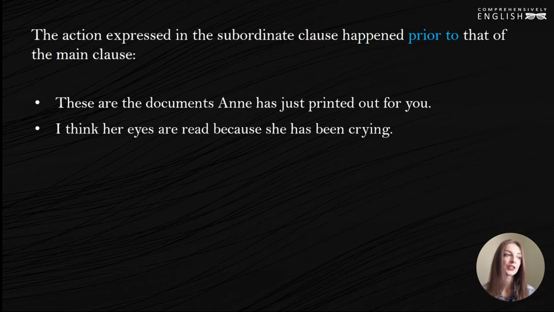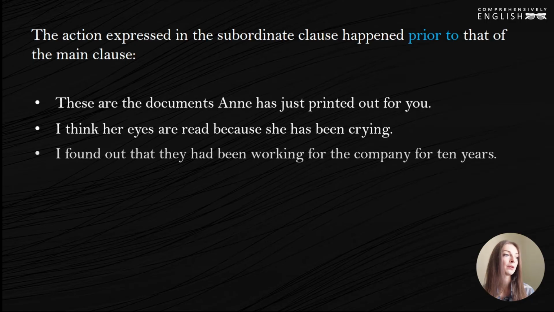I think her eyes are red because she has been crying. The same, right? I think her eyes are red now because she has been crying for a while before now. This is the present perfect progressive tense. It shows us that our action has been going on for a while and brought a result to the present.